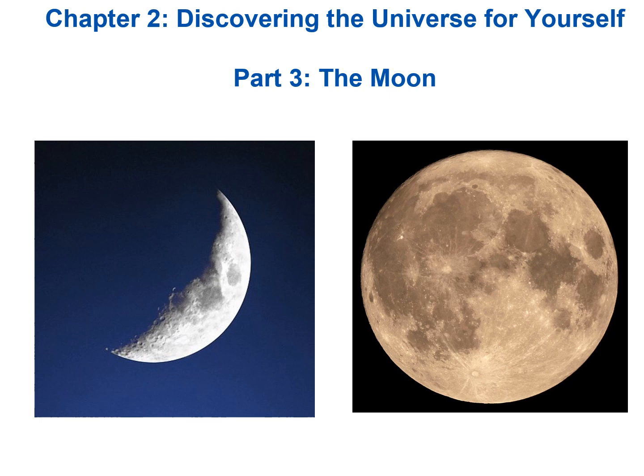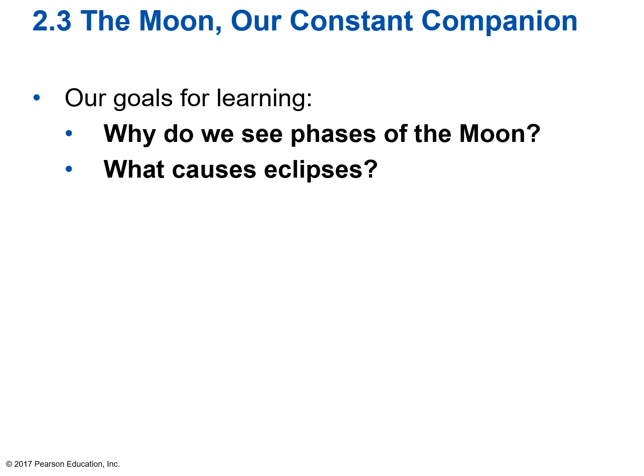You can see in these two pictures, we have a crescent moon on the left and a full moon on the right. So these are different phases of the moon that we see throughout every month. Our goals for learning in this video: why do we see phases of the moon and what causes eclipses?